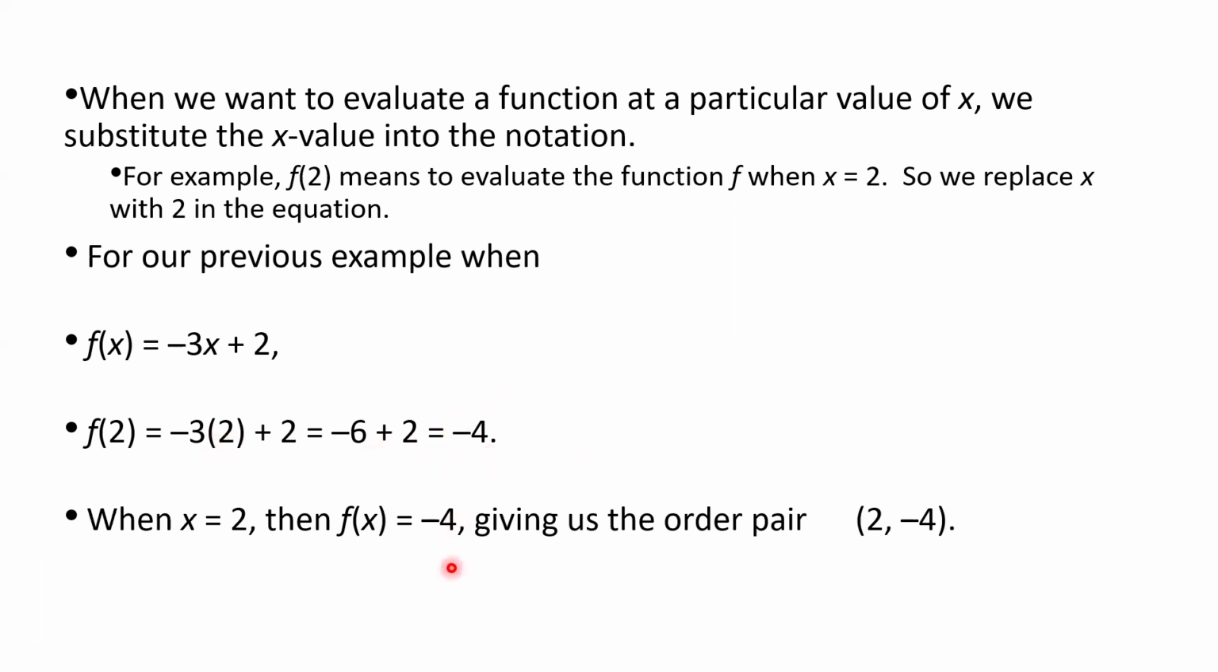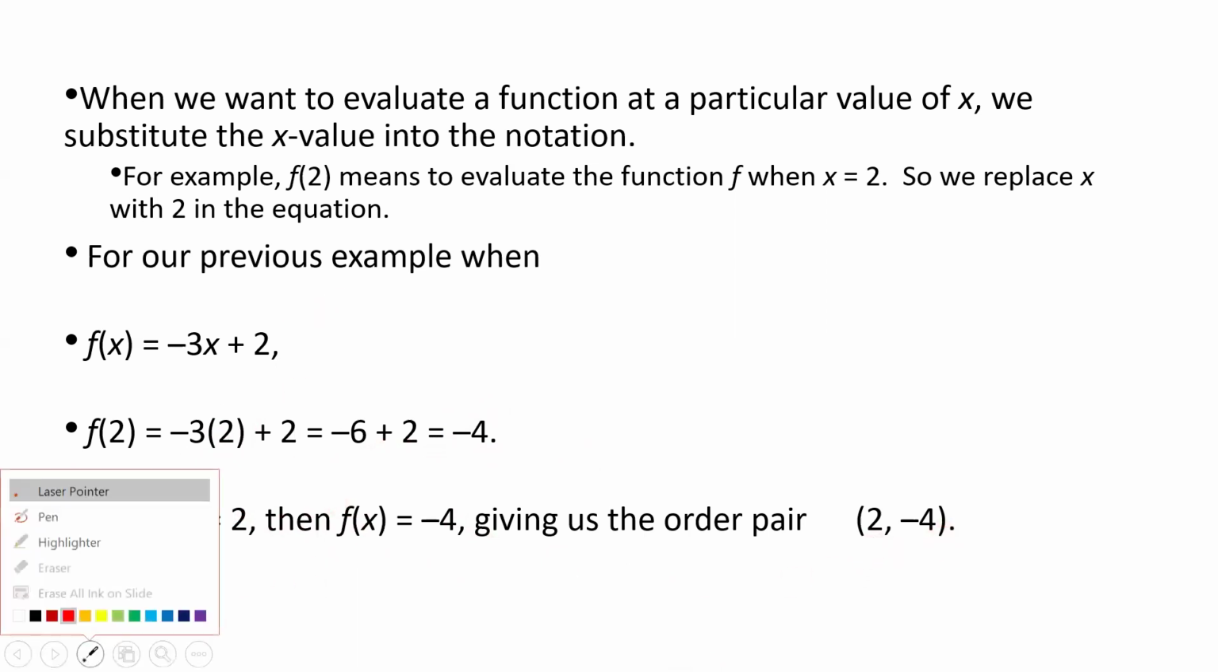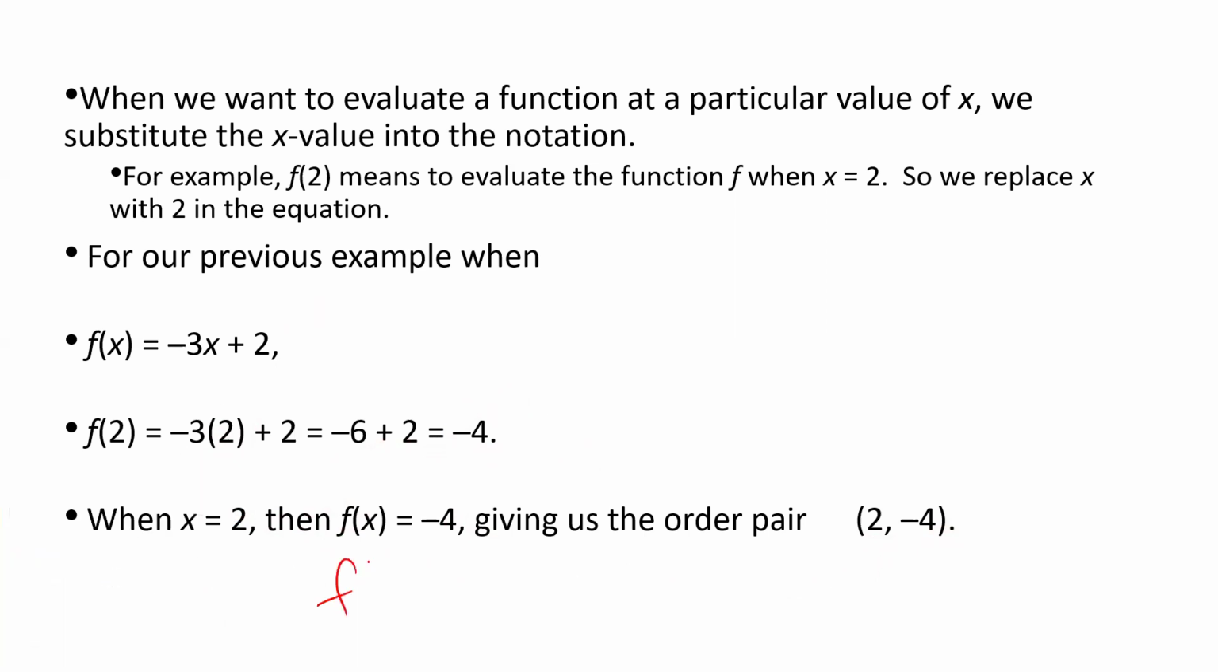So there's two ways of writing it. You can write when x equals 2, then f of x equals negative 4. You can write it as an ordered pair, and you also can just shorthand writing it as f of 2 equals negative 4, right? Using function notation seems pretty quick, easy, correct?